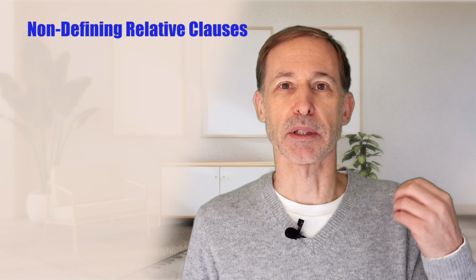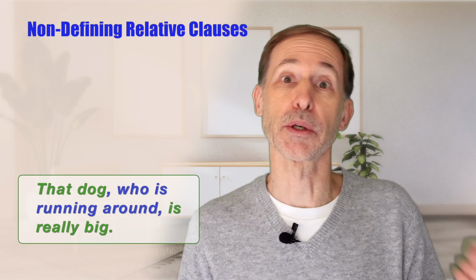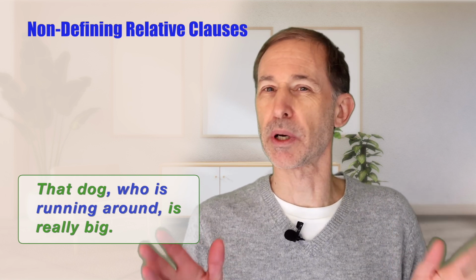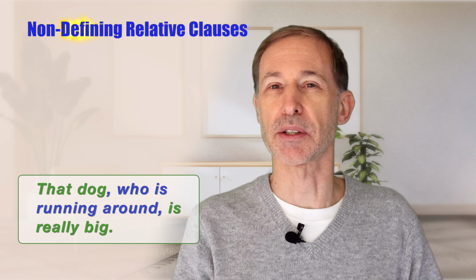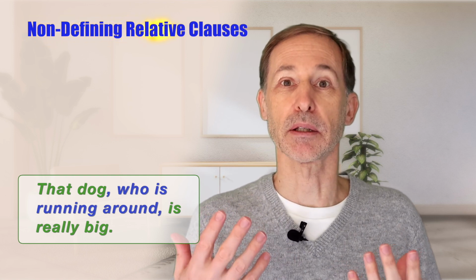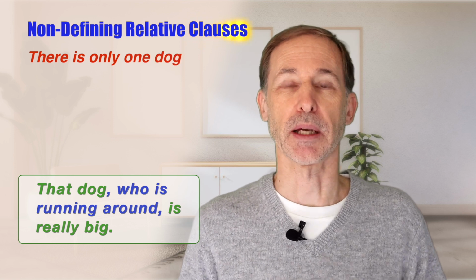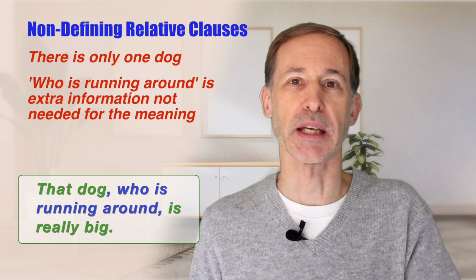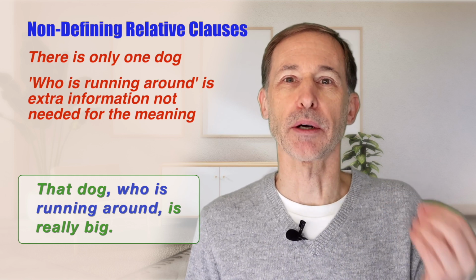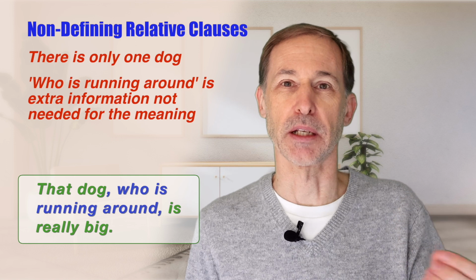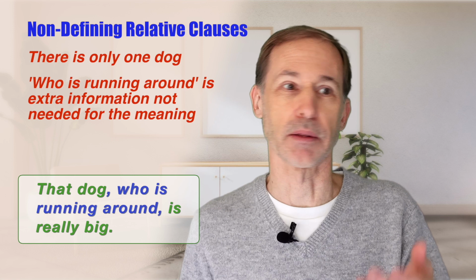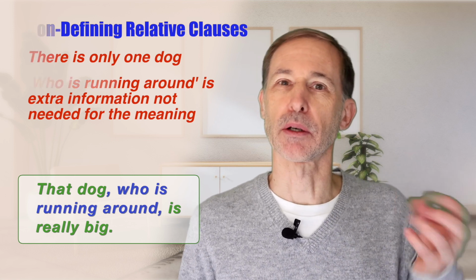As a non-defining relative clause, we would say that dog, who is running around, is really big. So the words are the same, but the meaning changes a little. In this case, there is only one dog. We can see there's only one dog. The non-defining clause, who is running around, is extra information. We don't need it to understand the meaning of the sentence. That dog is really big. We can understand there's only one dog. So we don't think which dog.